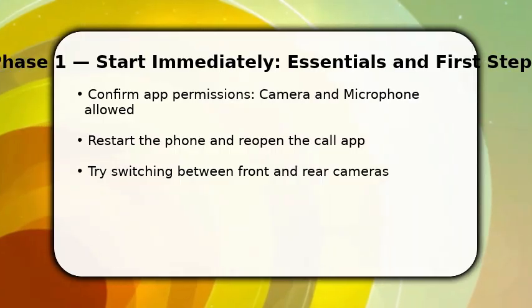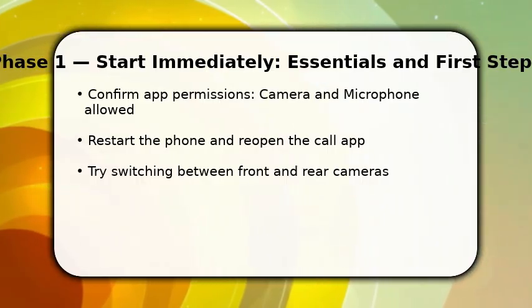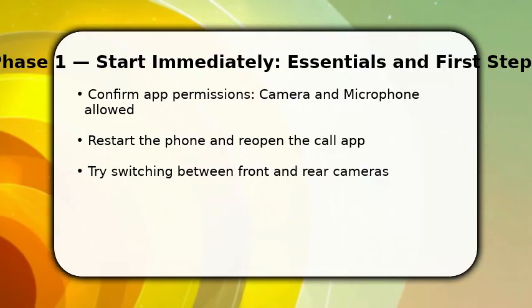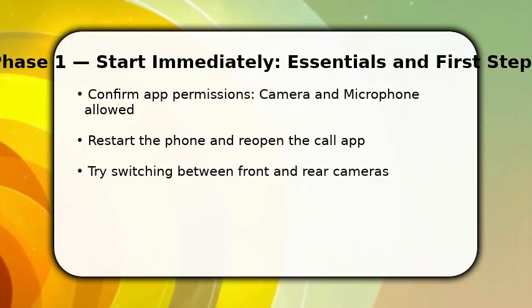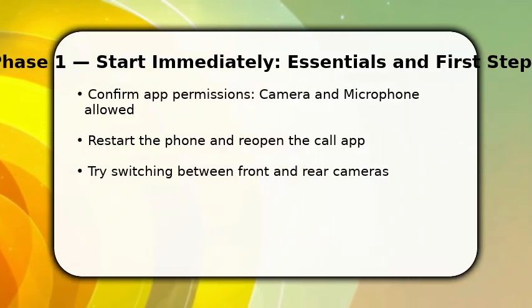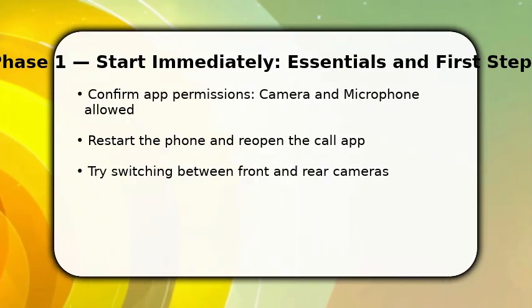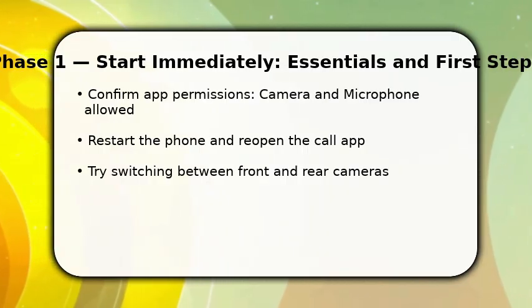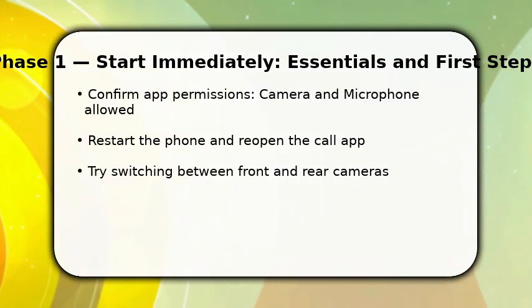You start by checking permissions because the system often blocks apps. Open Settings, tap Privacy or Apps, and enable camera and microphone for the calling app. Once done, force close the app and restart your phone to clear temporary glitches. Make sure to toggle between front and rear cameras inside the app to spot whether one lens works.